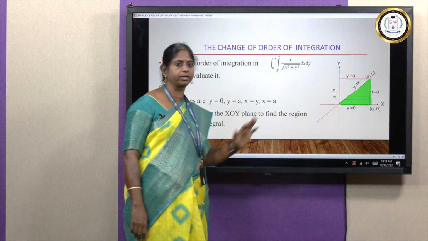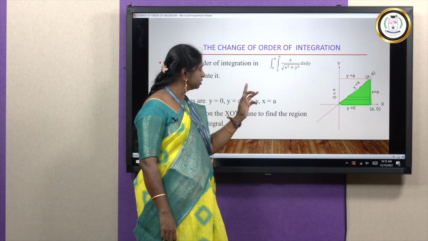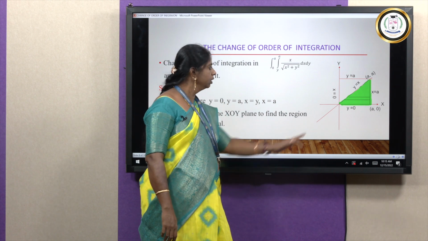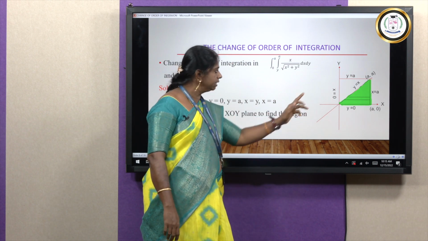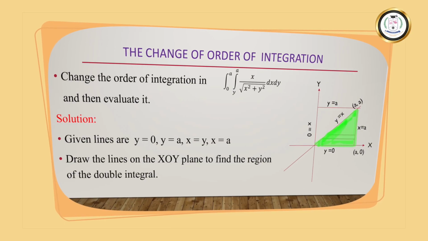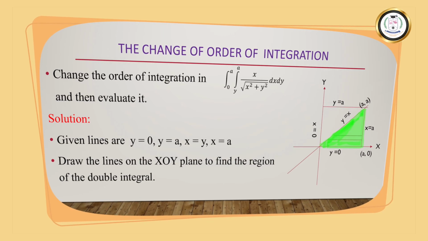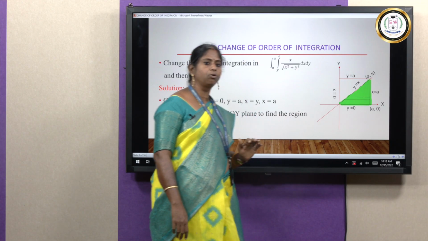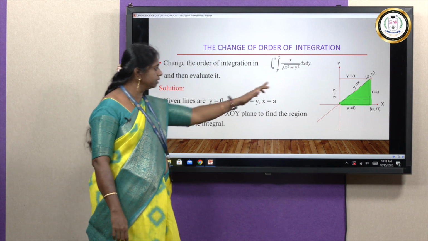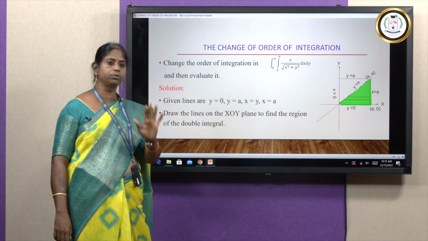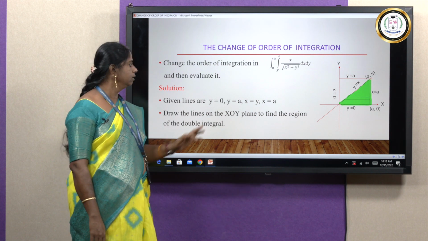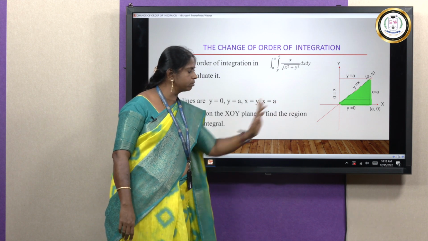So, let me check whether it is correct or not. Since it is the limit for x, I have to draw a strip parallel to the x axis. You find out where the left end touches. It touches the line y equal to x. Yes. So, what is my lower limit? X equal to y. That's correct. And what is my upper limit? You have to see where the right end of the strip touches. It touches the line x equal to a. So, that is my correct region. So, first you have to identify the region where you are going to integrate. Okay. So, now I have identified, yes, this is my region.